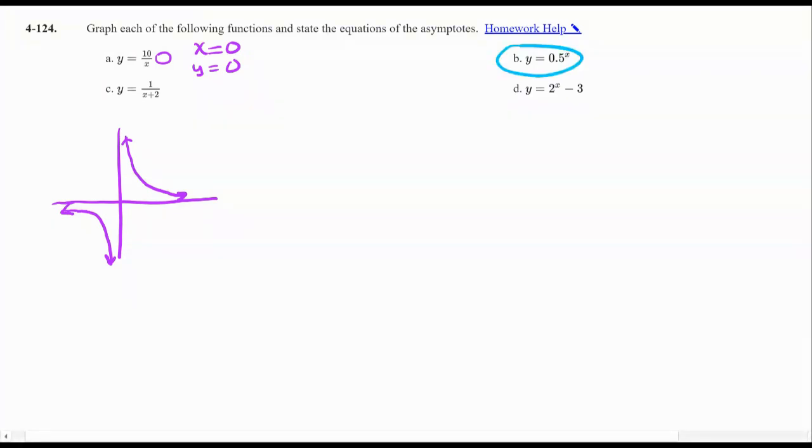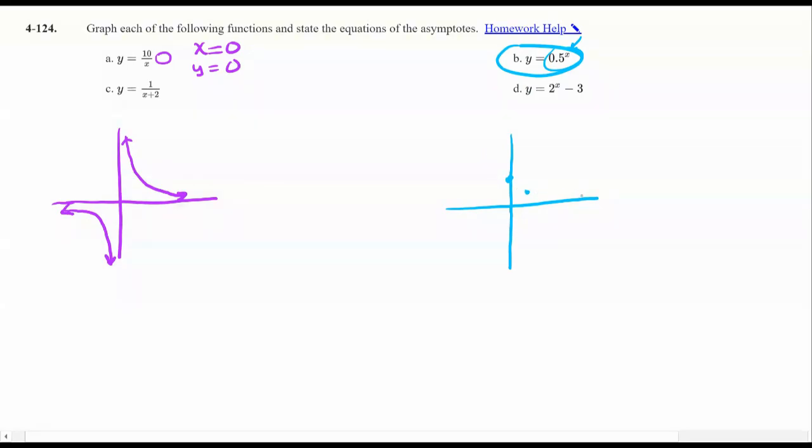For b here, this is actually an exponential function. A couple things I know about exponential functions is that when x is 0, then this just becomes 1. So we'll call that 1 there. When x is 1, it becomes 0.5. So I know that this general shape is going to go like this.